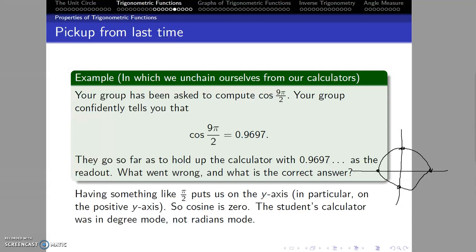The issue that happened is a common issue with a lot of students. Someone ran it through their calculator in degree mode. So the calculator interpreted this as the cosine of 9 pi over 2 degrees, which is very, very wrong. We need 9 pi over 2 radians. The only time you should ever work in degrees is when you're given something in degrees. Otherwise, it's radians, plain and simple. And that's really all we've got to say on that.